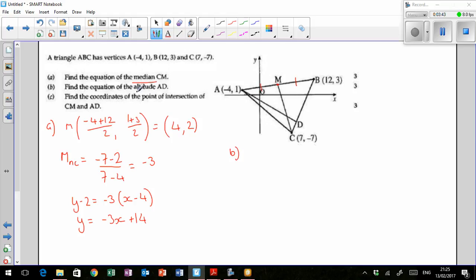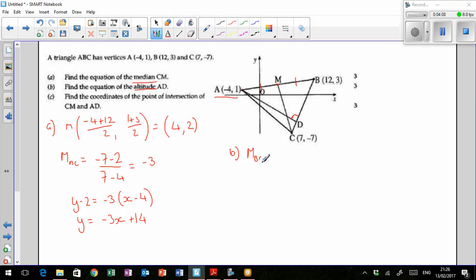For B, we're talking about an altitude. Now your altitude, just like a height, has to hit the opposite side at 90 degrees. You measure your height always in a straight line and perpendicular to the ground. Same with altitudes. Okay, so we've got a point on the line already. That'll be our point. We just need to know the gradient. And the trick here is that it's perpendicular to the gradient of BC.